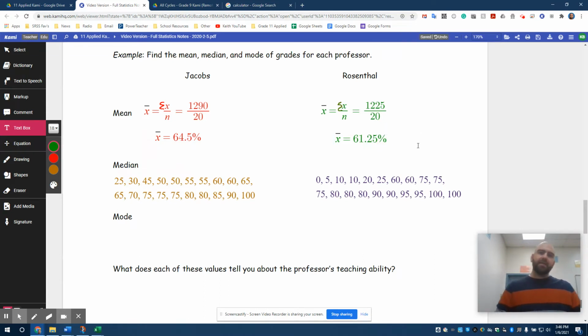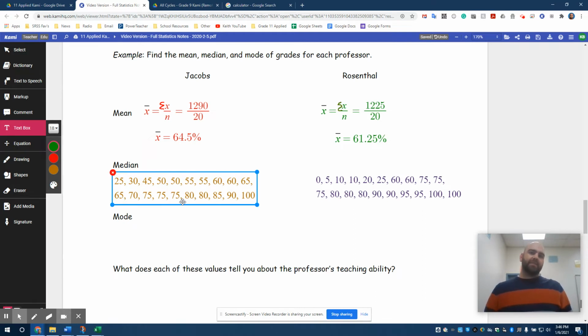So if you look at this here, you're going to say, Professor Jacobs' students usually get a better average. Meaning that you in Professor Jacobs' class would probably get a better average. Is that always the truth? Well, let's take a look at the median. The median is our middle number.